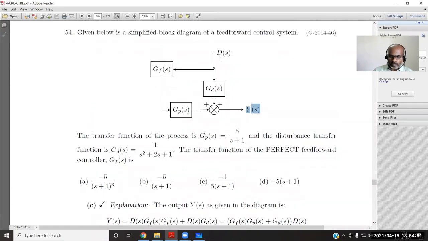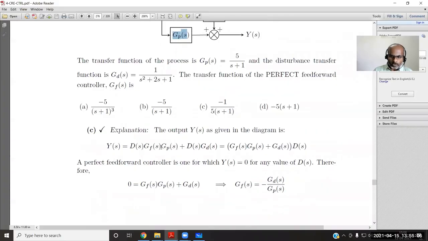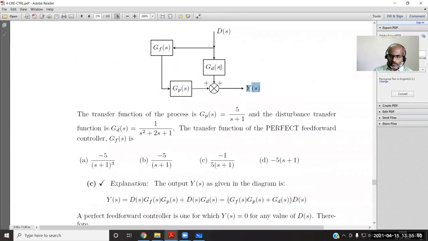So this disturbance is affecting this process in this way, GD, which is a second order relation. The original process is phi by S plus 1. Say the Y of S you can write. How do you write this Y of S?